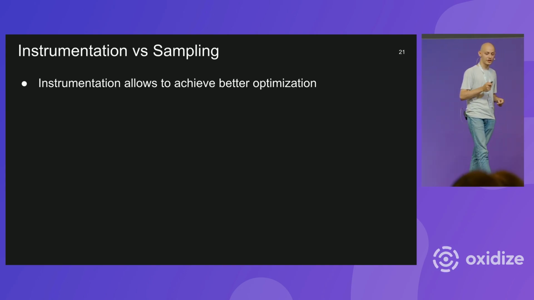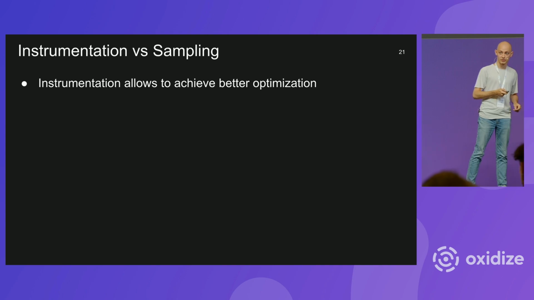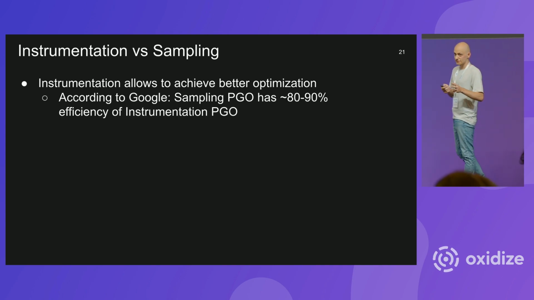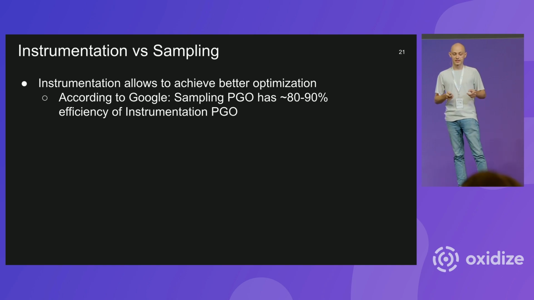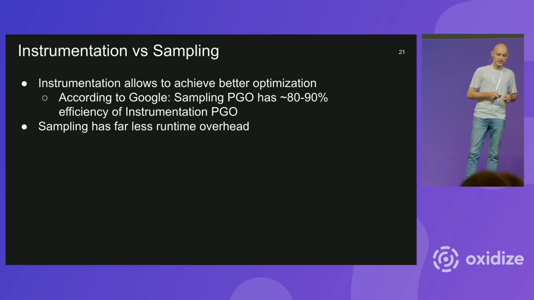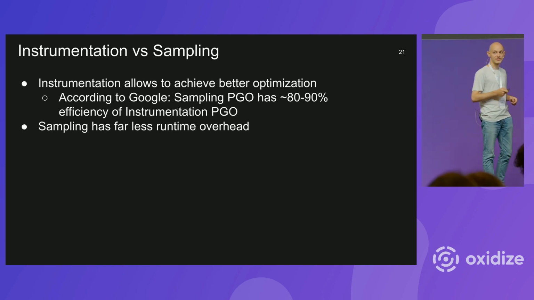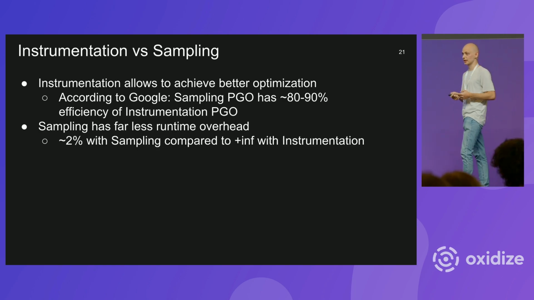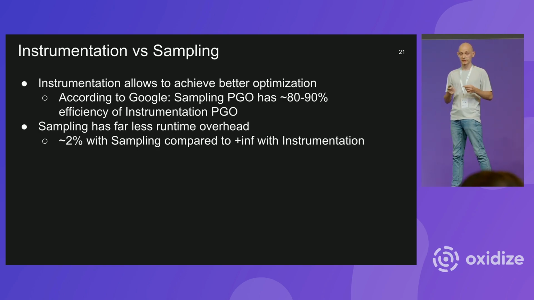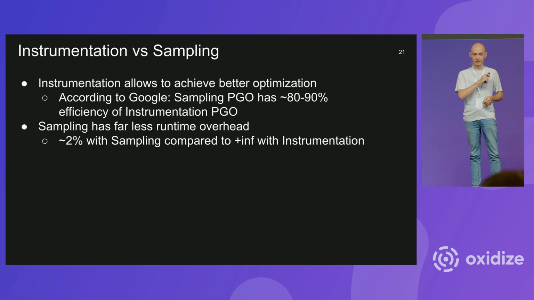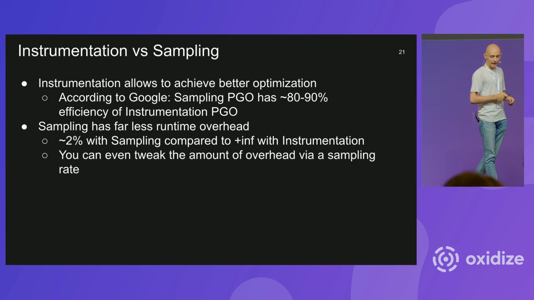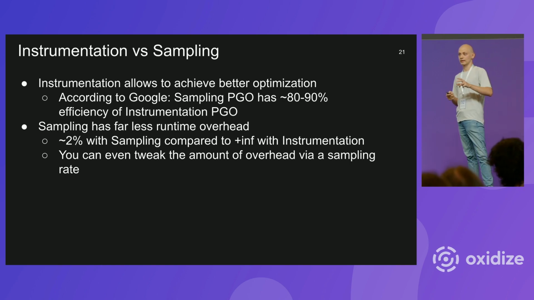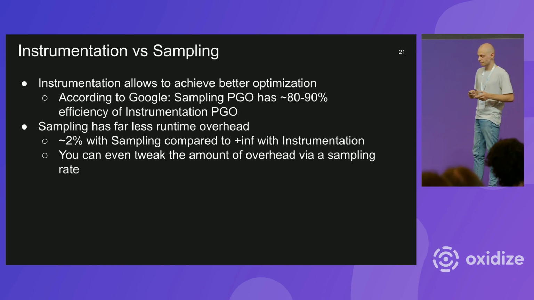At first, instrumentation allows to achieve better optimization. Once again, according to Google, sampling PGO has from 80 to 90% of efficiency compared to instrumentation PGO. Sampling has far, far less runtime overhead. That's why it was implemented: something like 2% of runtime overhead compared to plus infinity with instrumentation. Remember the ClickHouse case.